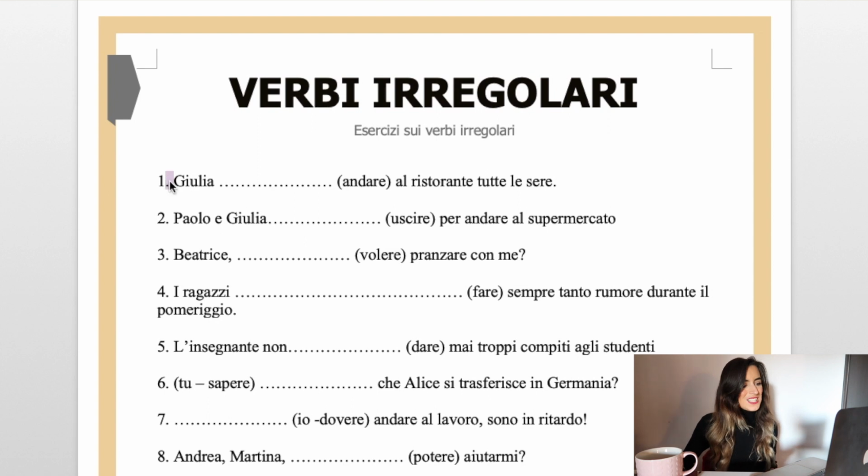Okay guys, so we're here to do some exercises on irregular verbs. We will look at different sentences, and for each sentence I will tell you the whole conjugation of the irregular verb in the present tense. So let's start. Okay, so let's have a look at the first sentence over here. Number one, here we have Giulia, which is the subject, and the verb andare. So let's have a look at the conjugation first.